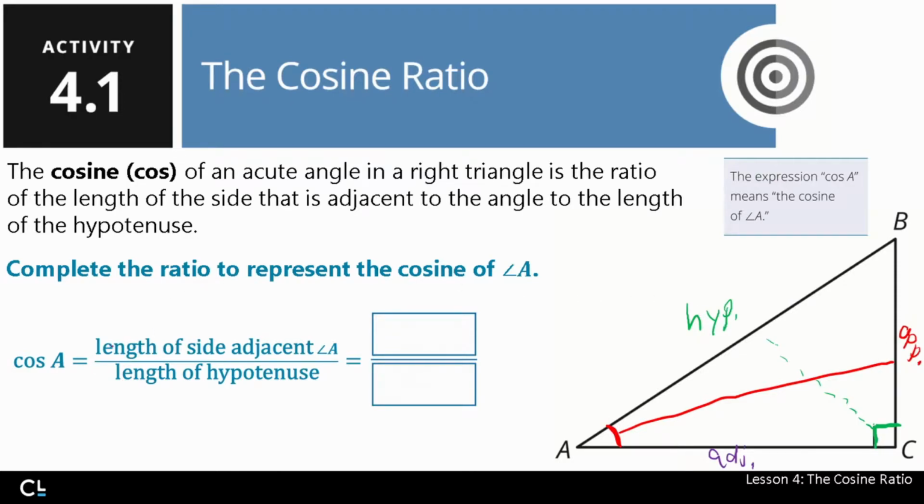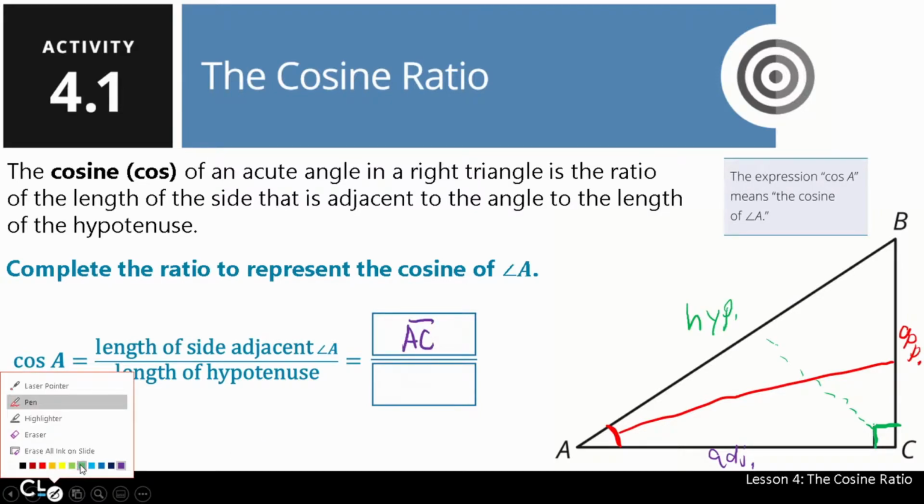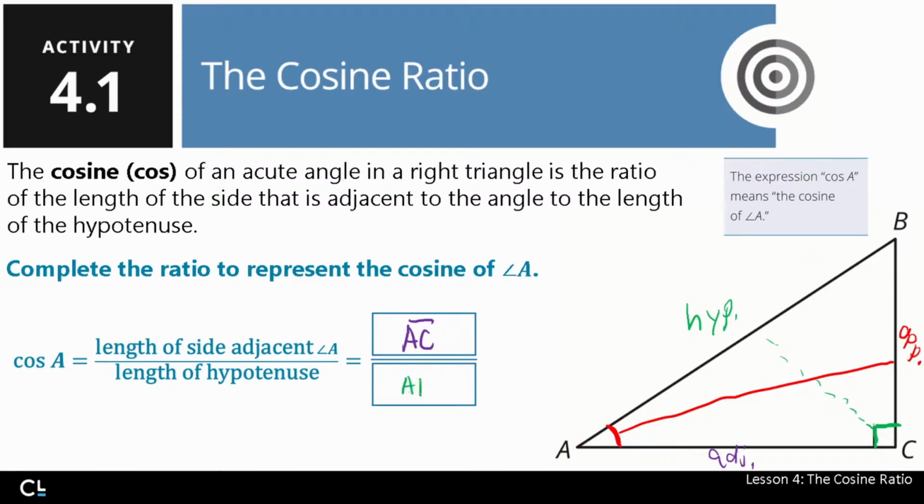So now we want to find our adjacent. Our adjacent's down here at the bottom. What's the name of it? AC. We're going to say AC over my hypotenuse, which is going to be AB. And there we go. We found our cosine ratio, or cosine of A, right? This is the cosine of A. It's AC over AB. Awesome.